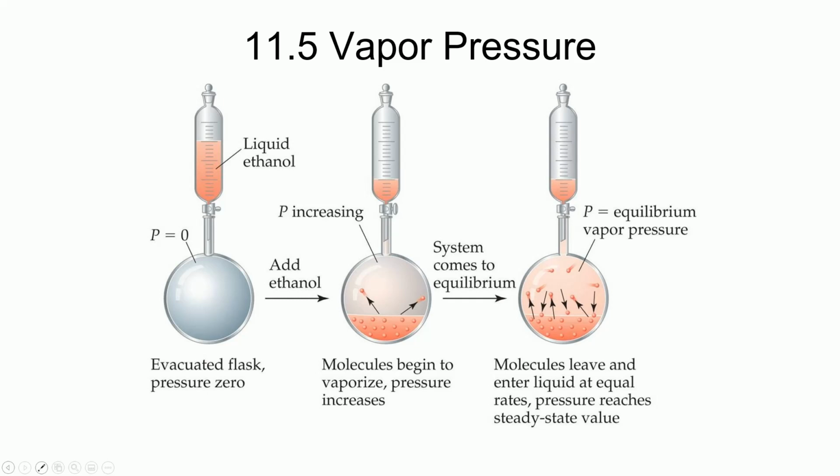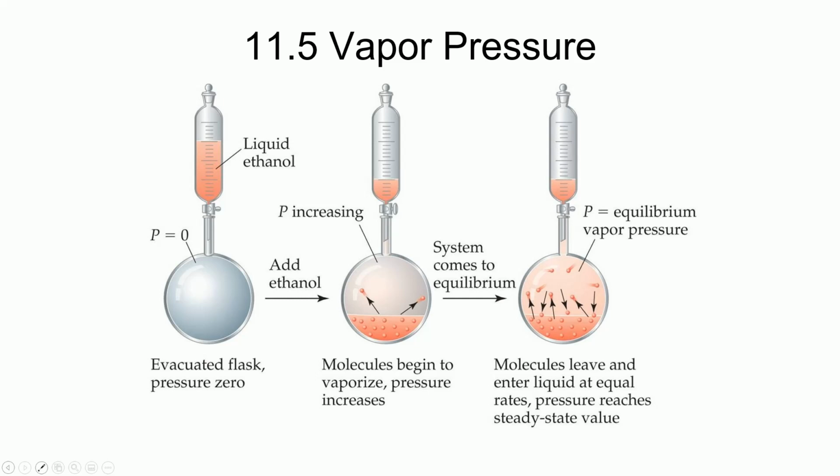All right, so we're now on to the last section of chapter 11. And here we're going to start with vapor pressure and work our way into talking about phase diagrams. But we have to get the vapor pressure concept down first.